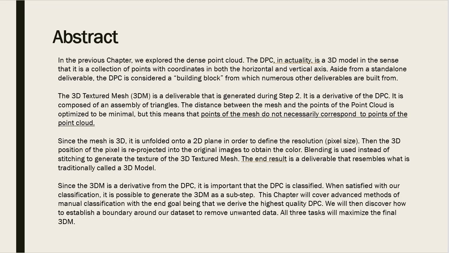Since the 3DM is a derivative of the DPC, it is important that the DPC is classified. When satisfied with our classification, it is possible to generate the 3DM as a subset. Now, this chapter will cover advanced methods of manual classification, with the end goal being that we derive the highest quality DPC. We will then discover how to establish a boundary around our data set to remove unwanted data. All three tasks will be maximized in the final 3DM.